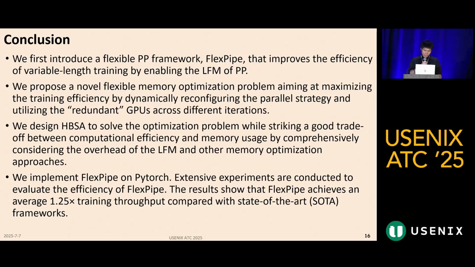Then we design HBSA to solve the optimization problem, while striking a good trade-off between computational efficiency and memory usage. Finally, extensive experiments are conducted to evaluate the efficiency of FlexPipe. The results show that FlexPipe achieves an average of 1.25 times training throughput compared with SOTA frameworks.